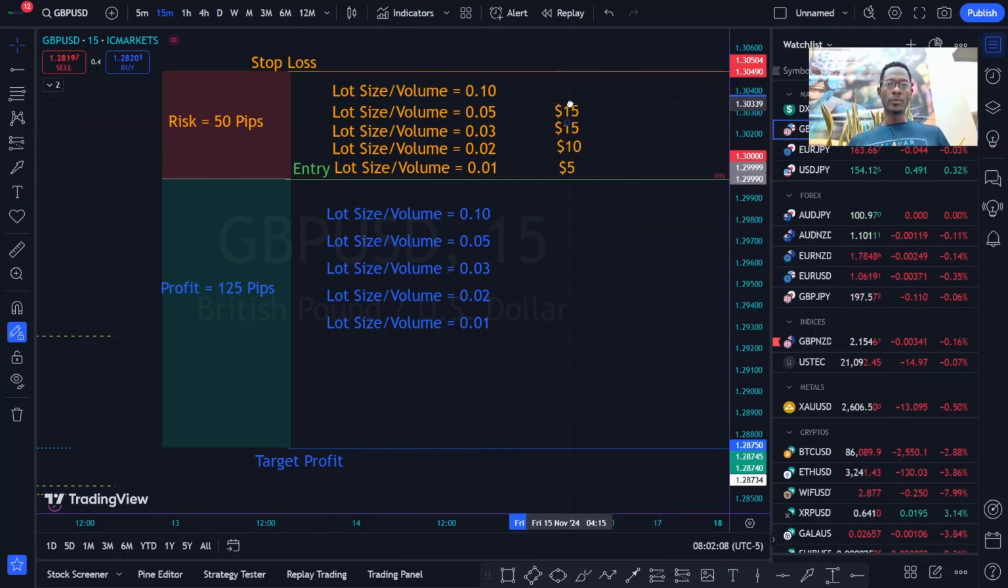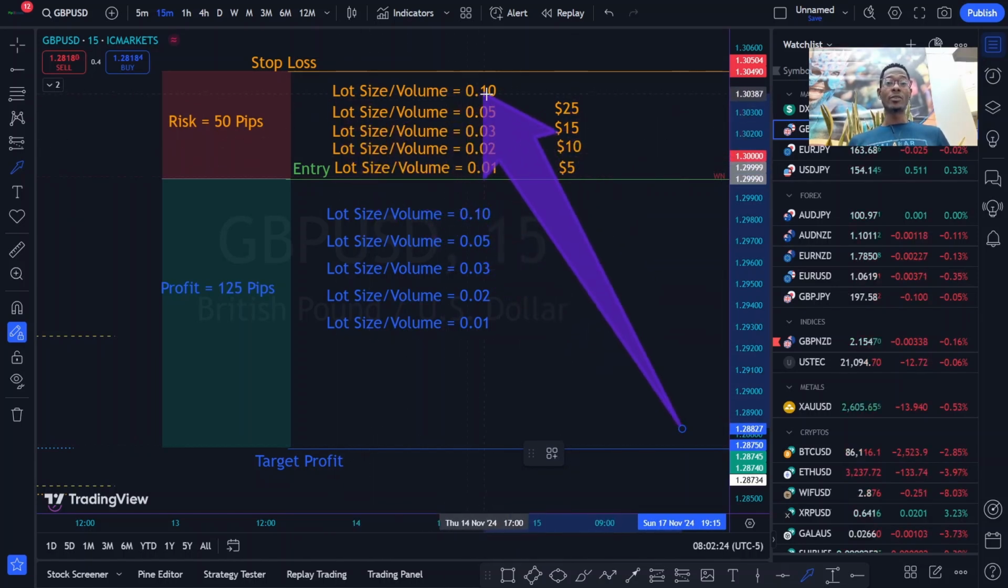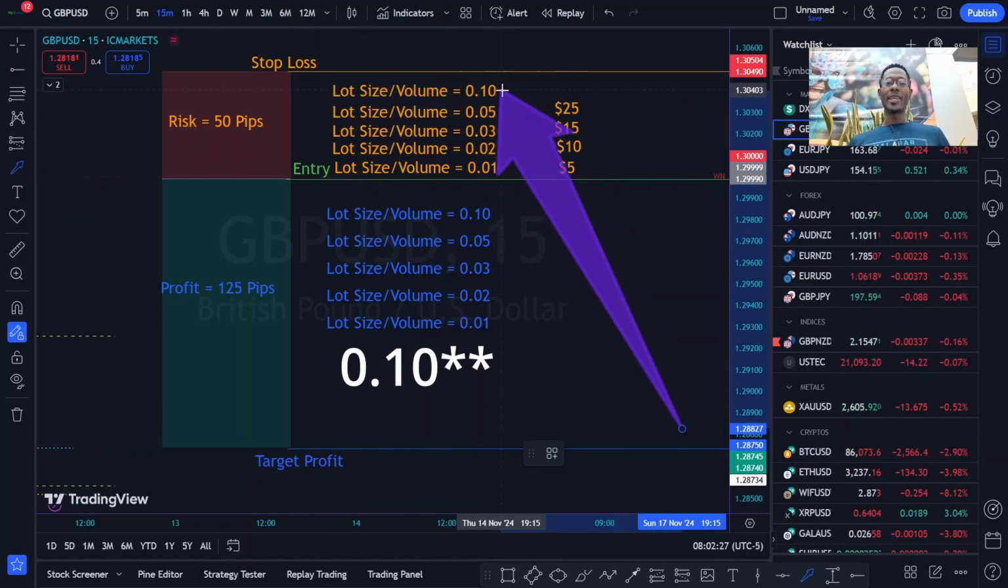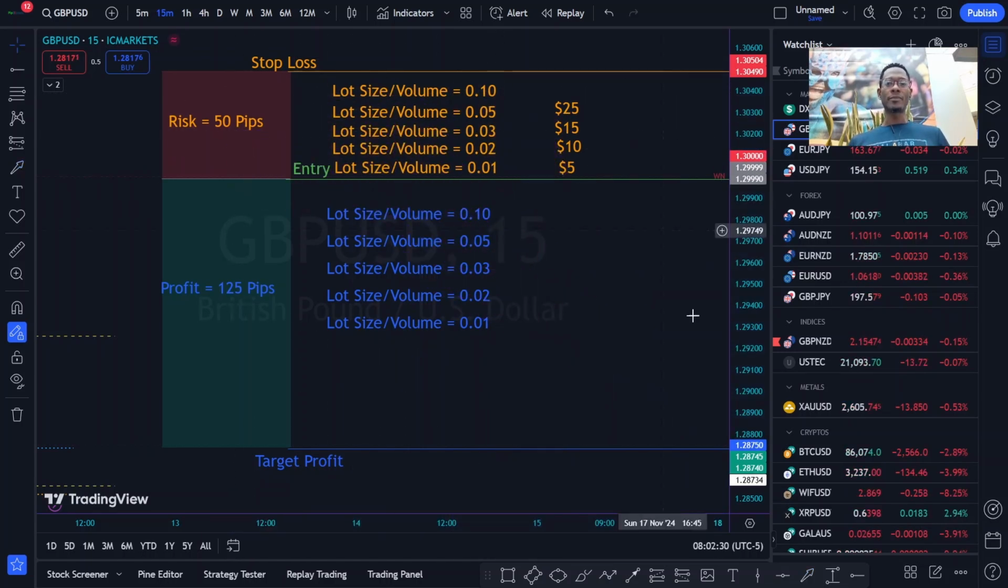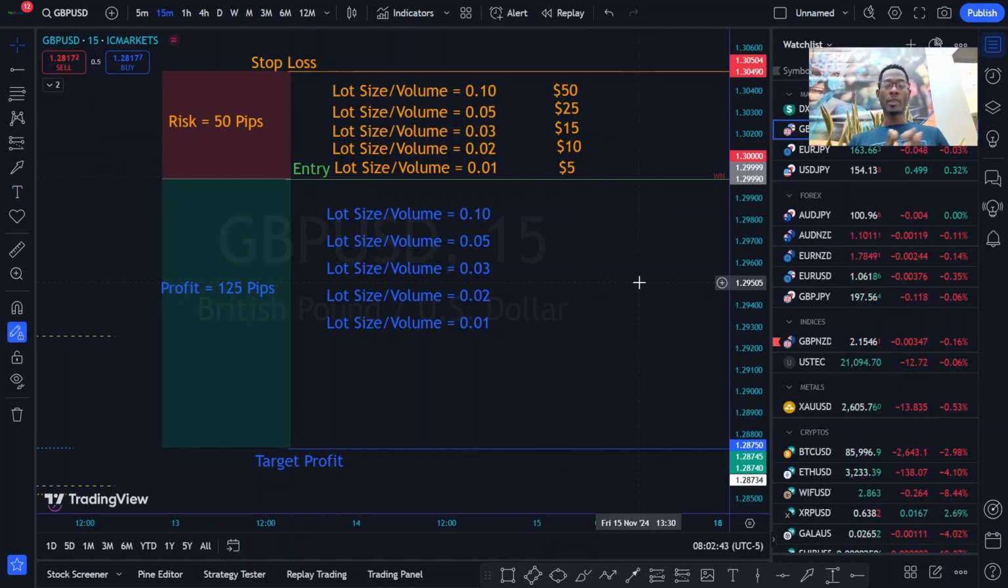Let's continue. How much are you going to be risking for a 0.05 with 50 pips? It's going to be $25. So, now that you have an idea of this calculation, how much are you going to be risking for a 0.01, a mini lot, at 50 pips? I'm sure you would have calculated this by now. You're risking $50 for 50 pips. Now, that is the simple factor for your risk parameters.